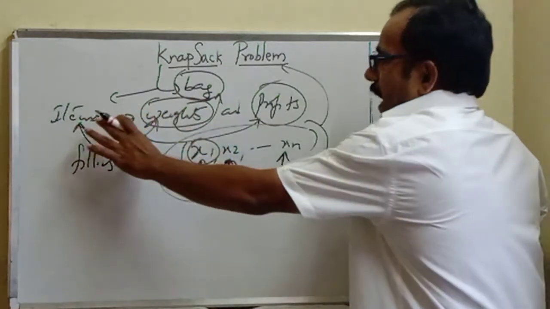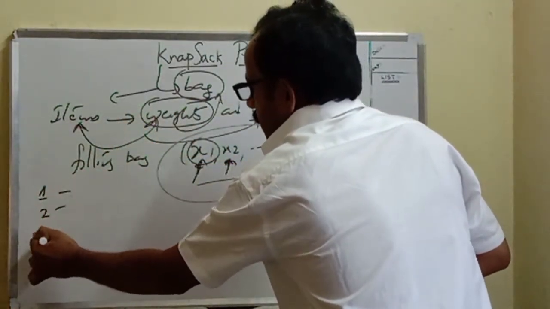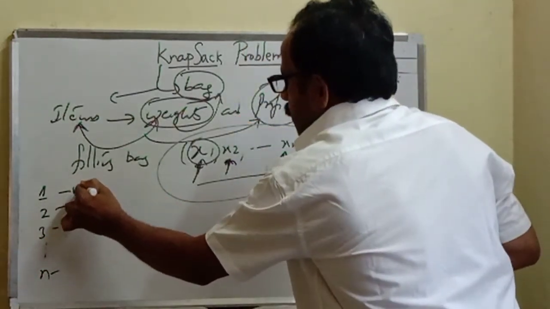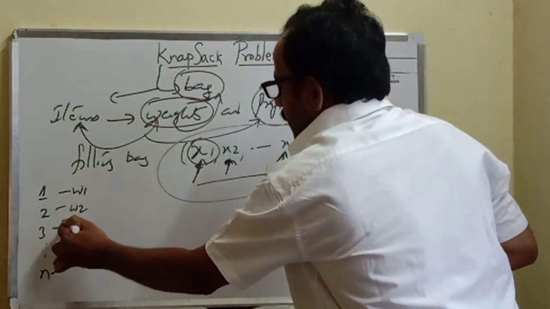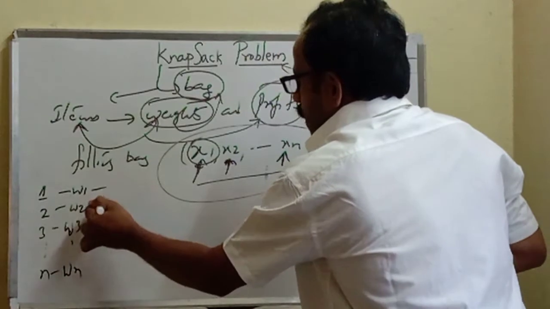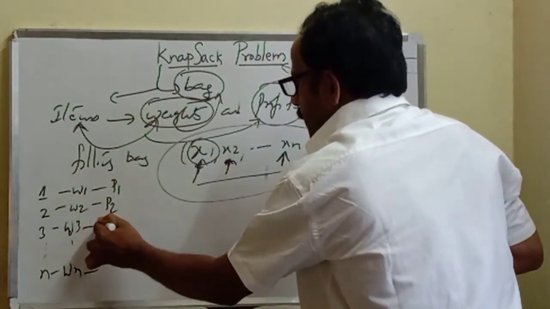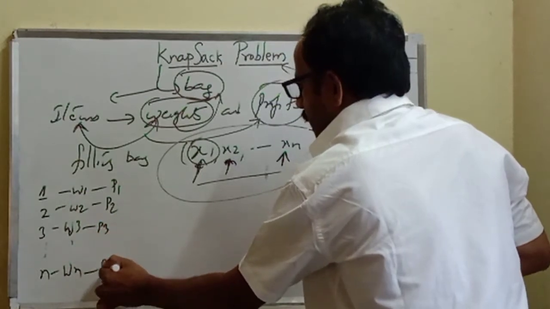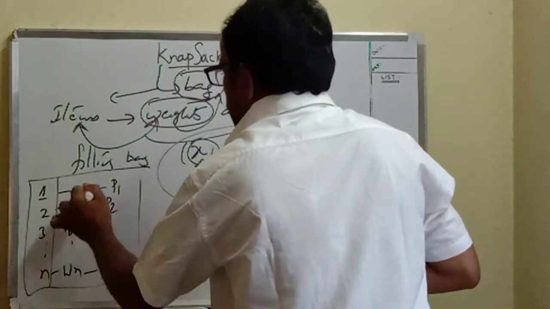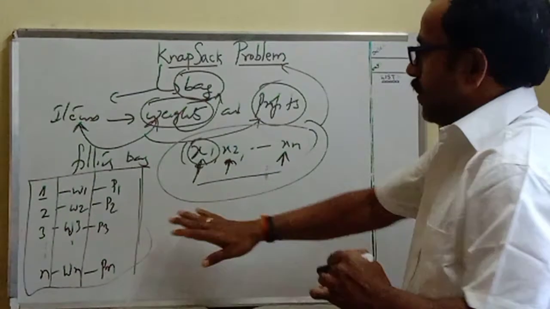I have already said, suppose there are n items: first item, second item, third item, so on, nth item, and each item has its weight. Suppose W1 is the weight of the first item, W2 of the second item, W3 of the third item, so on, Wn of the nth item. If you consider an item completely, then we get the profit P1, P2, P3, so on, Pn for the last item. This is the problem: items, their weights, and their profits.